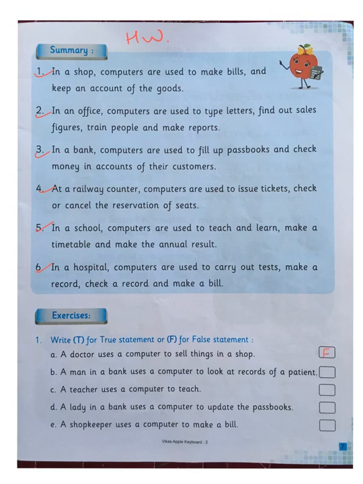Second, a man in a bank uses a computer to look at records of patients. The man is working in the bank. So why will he look at the records of patients? He will use the computer to fill up the passbook. So this is also false.